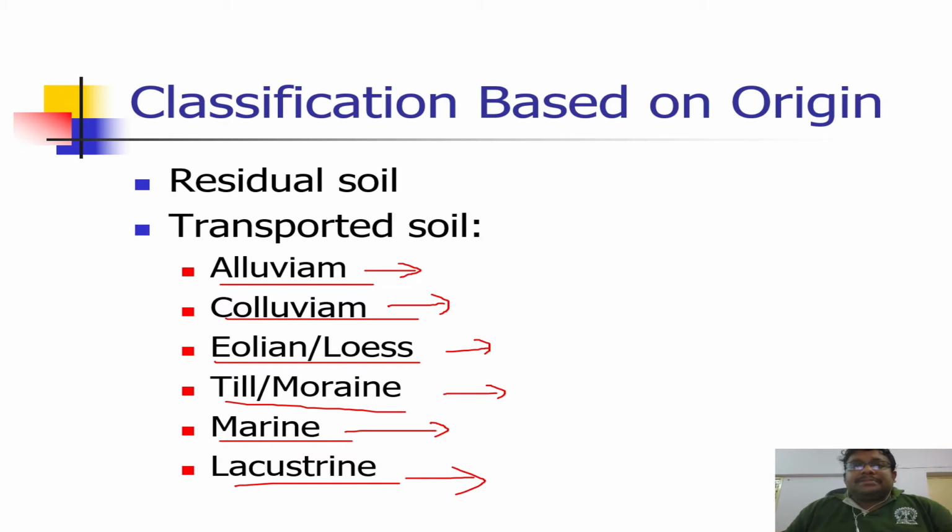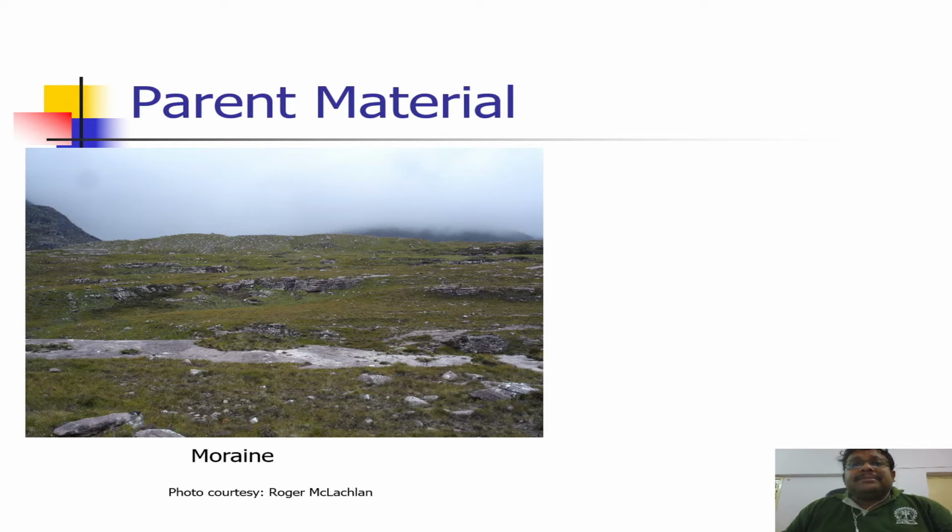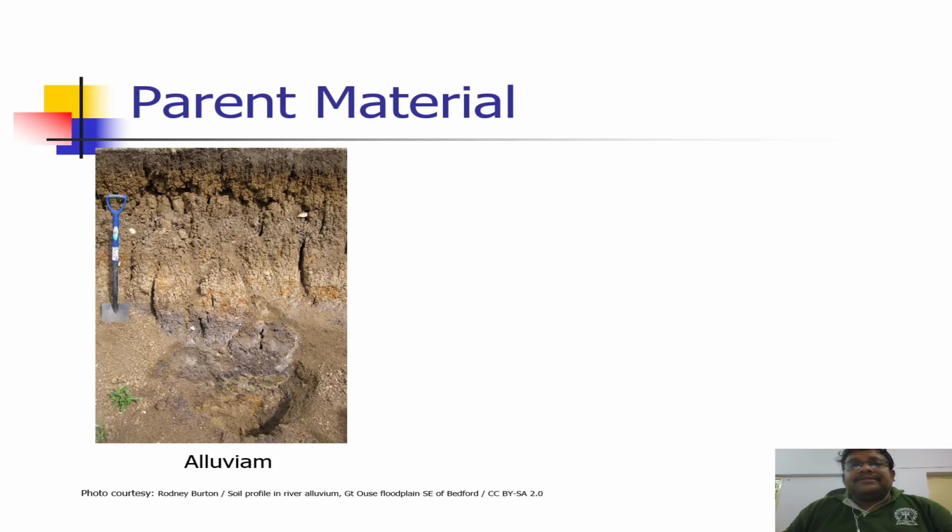So you can see, depending on different types of transporting agents, we name these soils differently. If you see some examples, this is an example of moraine soils. These moraine soils are basically formed due to the transporting activity of glaciers. When glaciers move, this type of soil basically forms.